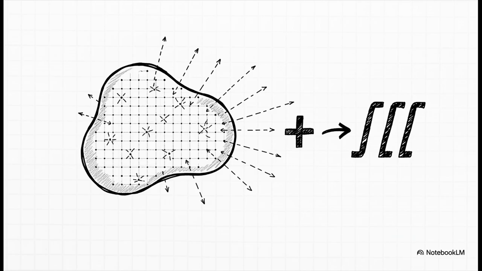So to get the total effect inside our box, what do we do? We have to add up the value of the divergence, the strength of every single one of those tiny faucets and drains, at every single point inside that whole volume. And in the language of calculus, that massive adding up job is called a volume integral.